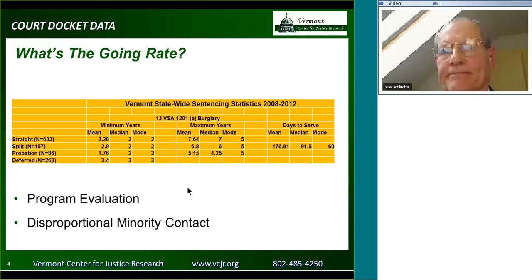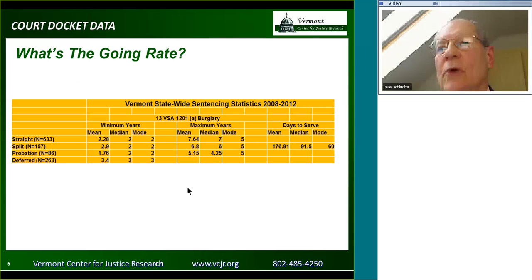So what I'll do is I'll run through a quick sample of each of these so you can kind of get the flavor. Here's a going rate for the crime of burglary. So as I say, an attorney is going to call us and say, what's a typical sentence for this particular crime? And what they're interested in is the minimum sentence and the maximum sentence.